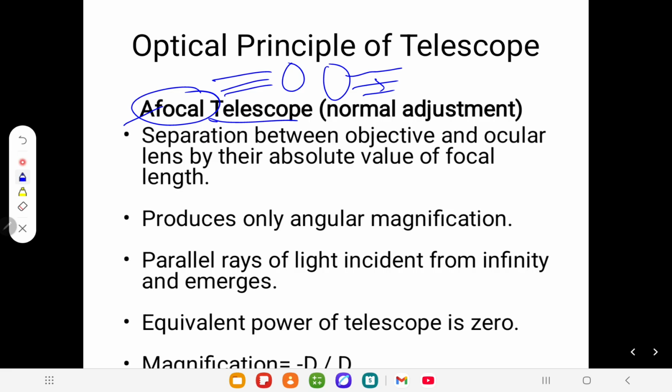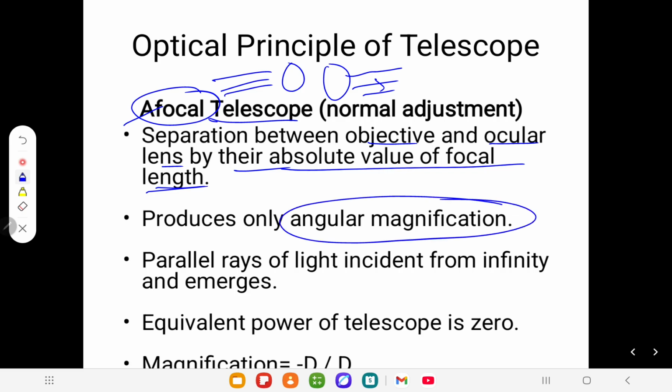Okay, afocal telescope. Why is it afocal? It's centrally important. There is only one condition for a telescope to become afocal: the separation between the objective and ocular lens equals the sum of their absolute values of focal length. I'll show you in the pictures, but it's an absolute condition. We have to meet this condition to make an afocal telescope, and it produces only angular magnification. There is no relative distance magnification.